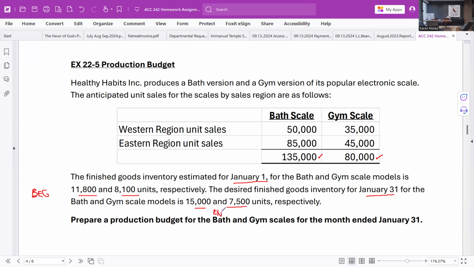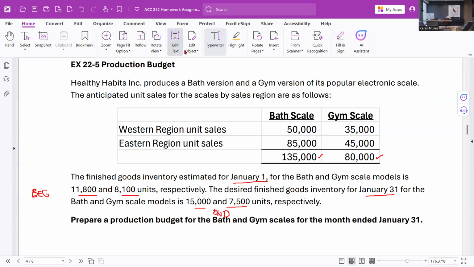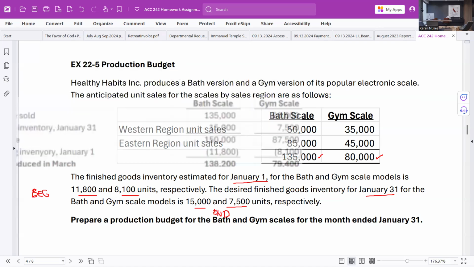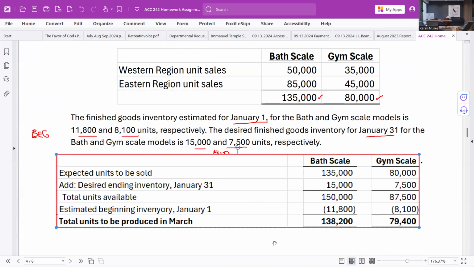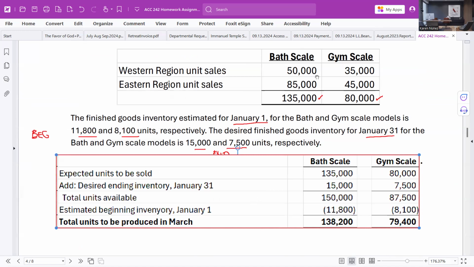So we put these pieces together, right? Put the sales together with the ending inventory. So sales are here, ending inventory is here, beginning inventory is here. All we have to do is, again, make sure that we produce enough to cover sales plus the end minus the beginning. So our production budget for these two products. There we are. So let's start with the bath scale product.